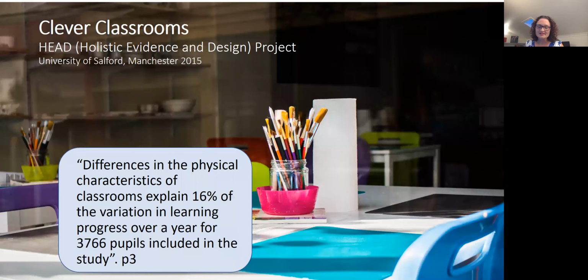They talk about how differences in the physical characteristics of classrooms explain 16% of the variation in learning progress over a year. The study was done with 3,766 pupils. They found that by having a better classroom environment set up, it increased learning by 16%, which is really massive.